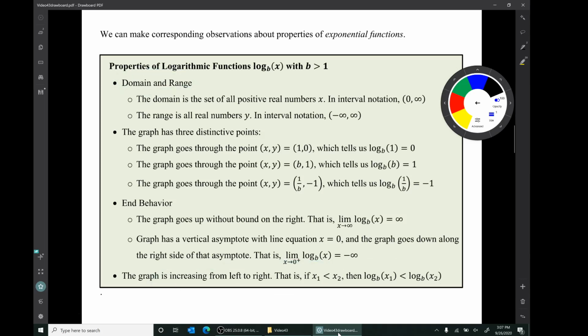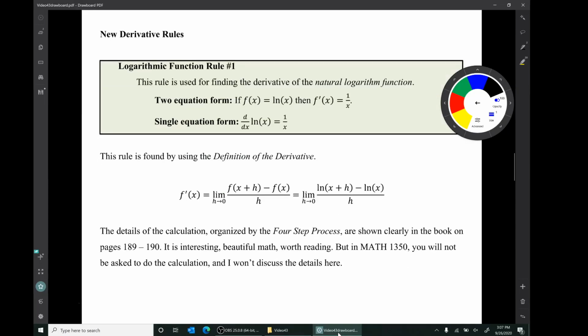Well, let's learn some derivative rules. The first new derivative rule we'll learn is this logarithmic function rule number 1. It's used for finding the derivative of the natural logarithm function. That is this one. When f of x is ln of x, it turns out that f prime of x is 1 over x. You can express that as a single equation: d over dx of ln of x is 1 over x.